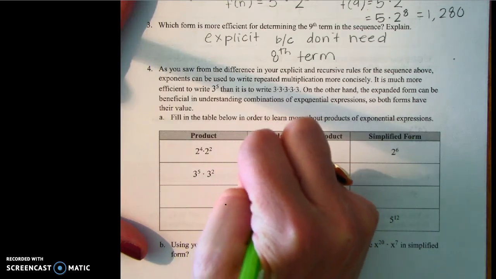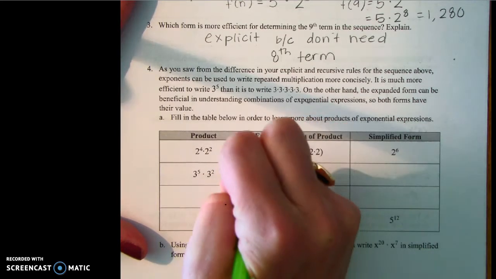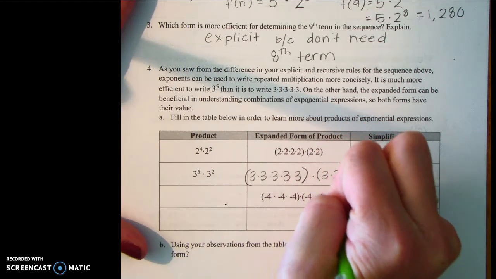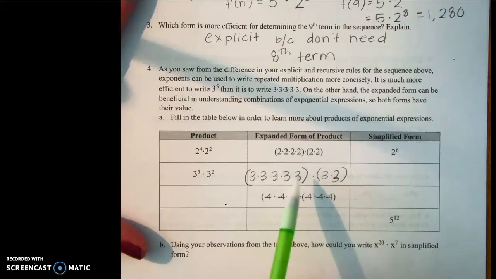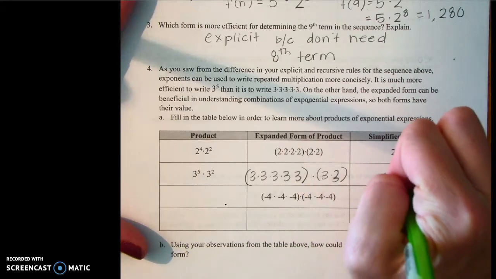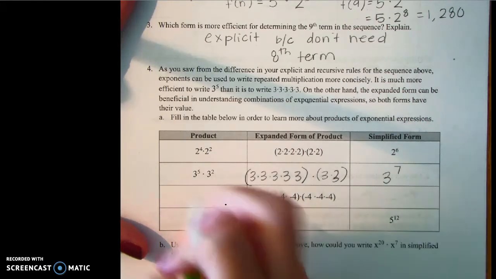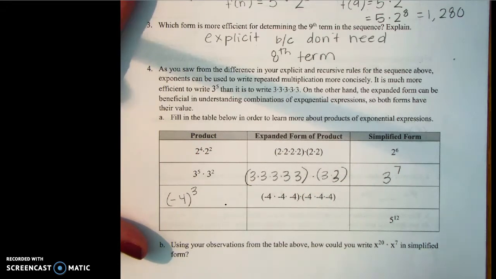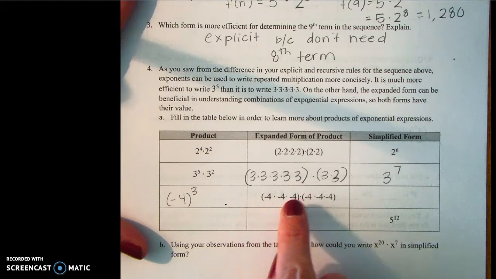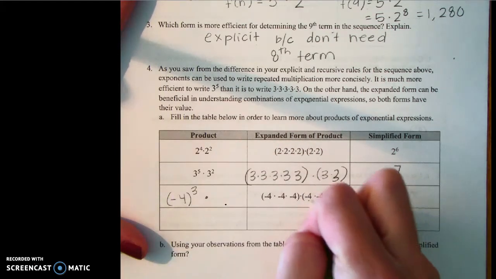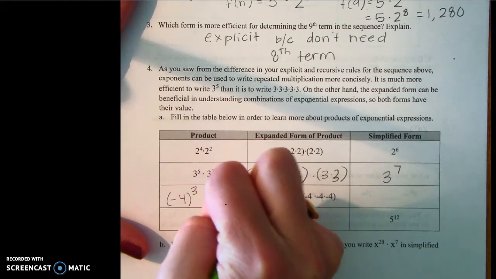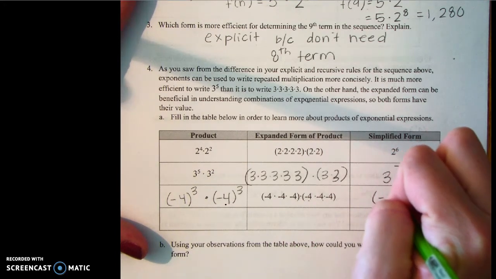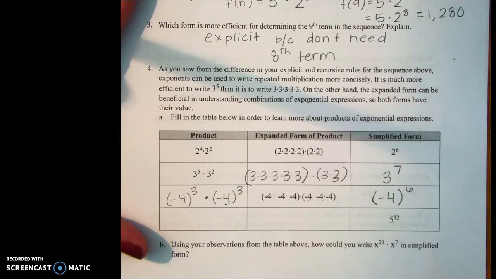3 to the 5th power times 3 squared would give me 1, 2, 3, 4, 5, 6, 7, 3 to the 7th. Here I have 3 negative 4s, so that would be negative 4 to the 3rd, and make sure you put the negative 4 in parentheses because we're multiplying negative 4 times negative 4 times negative 4 times, there's 3 more here, negative 4 to the 3rd. I have 1, 2, 3, 4, 5, 6 negative 4s, to the 6th power.